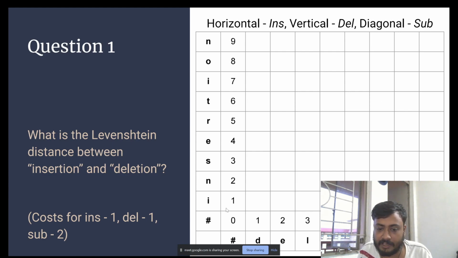So how do we eventually calculate the value of this box? First we check whether the two characters are the same or not. In this case they are not the same. So the costs we have to compare are: 1 plus the cost of insertion, which is 1, so 1 plus 1 is 2. If you go from the bottom, it's again 1 plus 1, which is 2. And from the diagonal, you add 2, which is the cost of substitution.